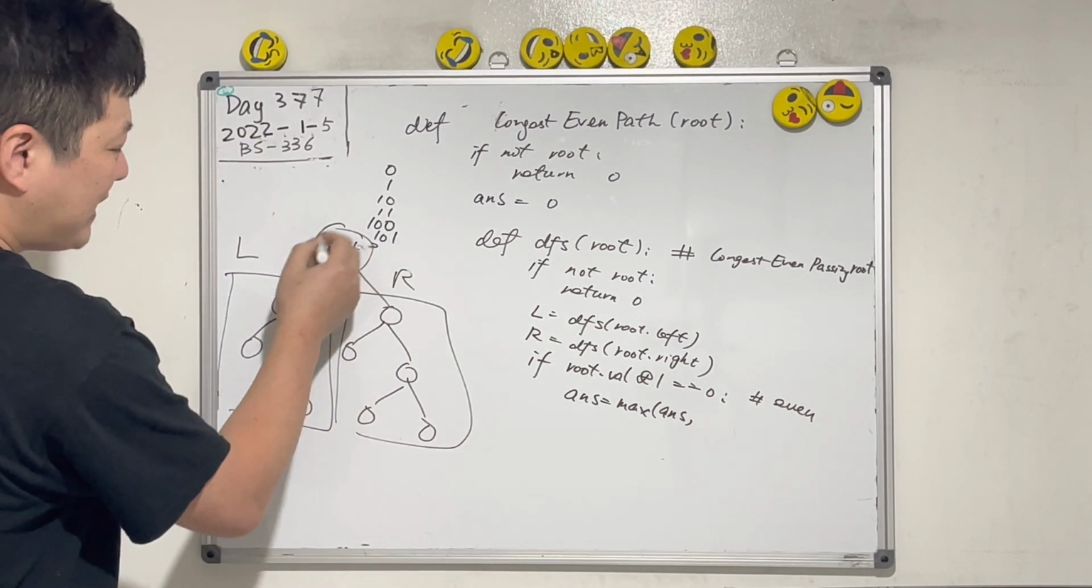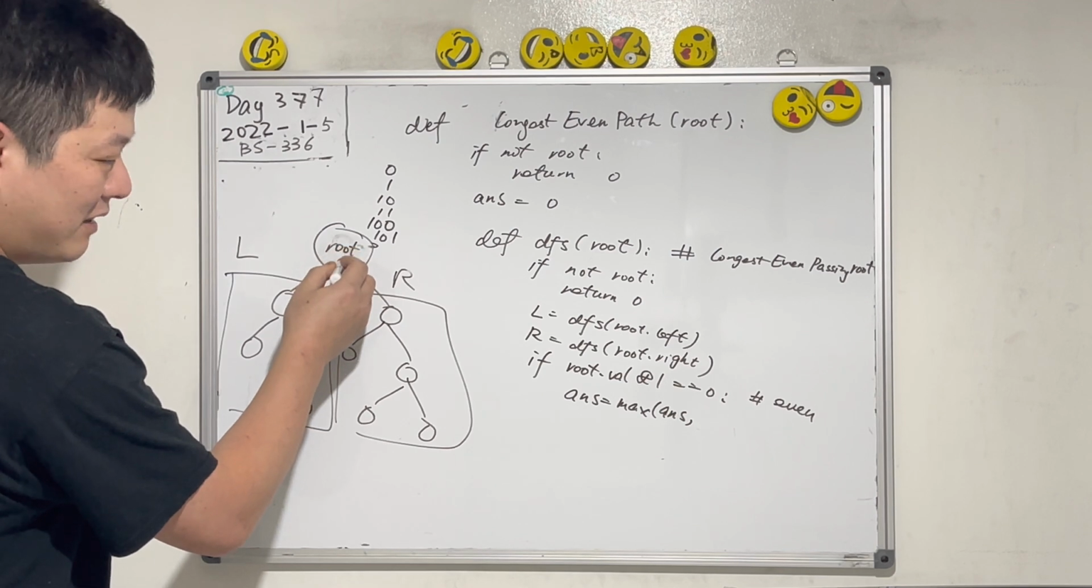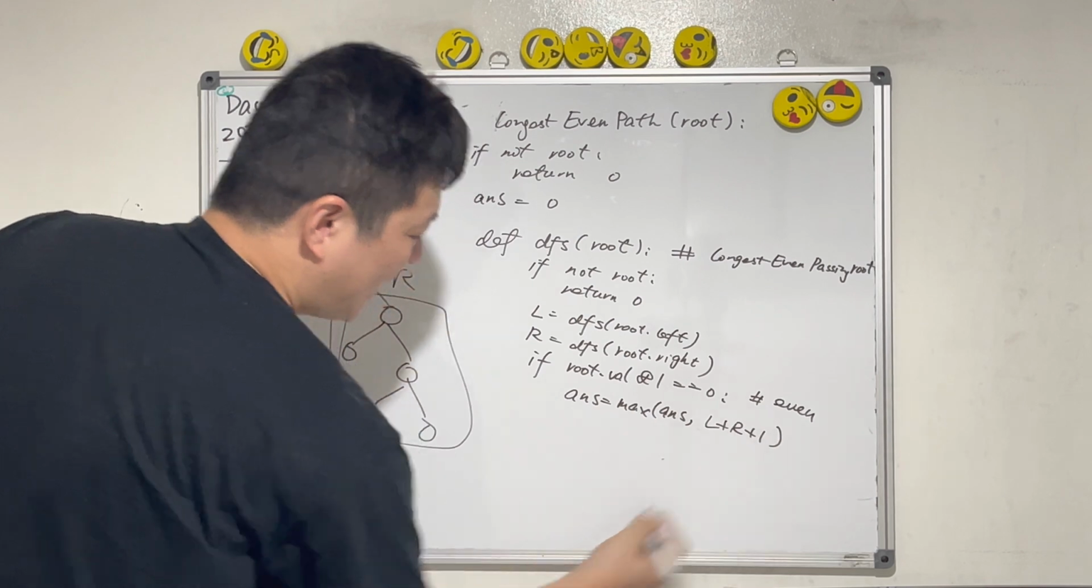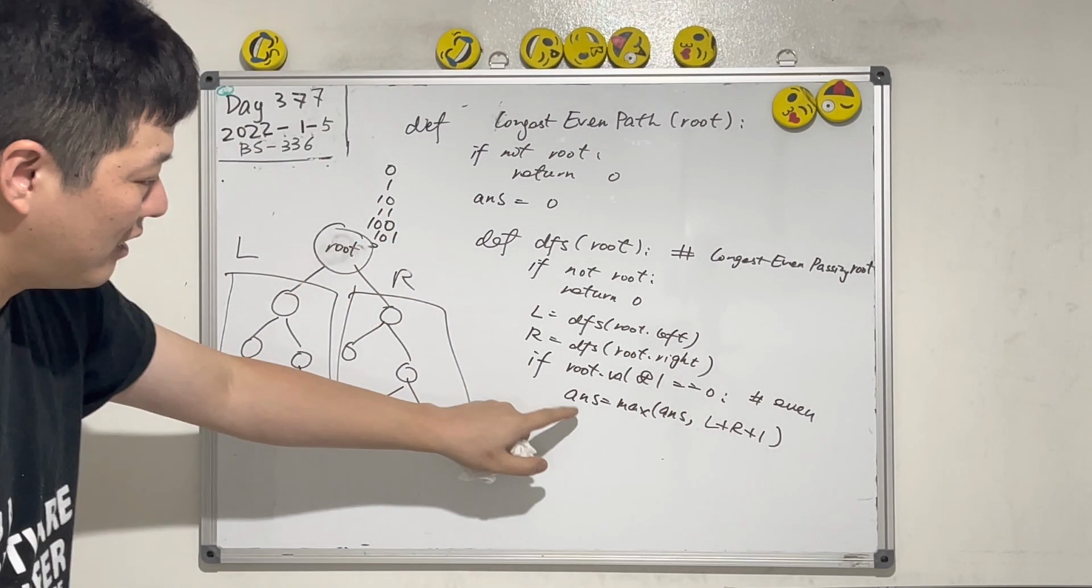What's the longest path if this is an even number? The left and the right and root, plus 1, right?